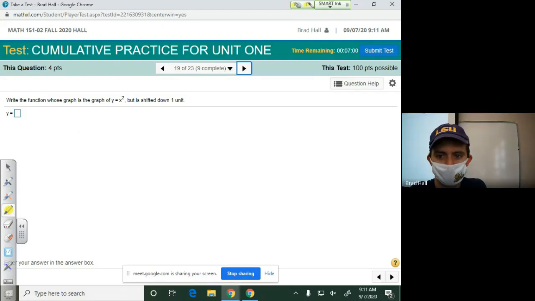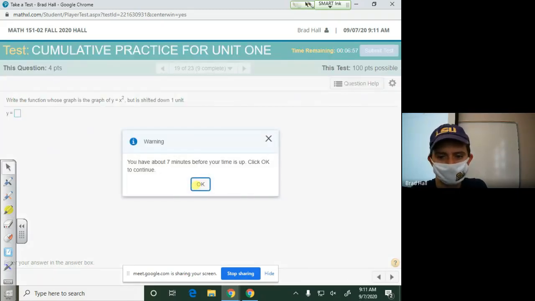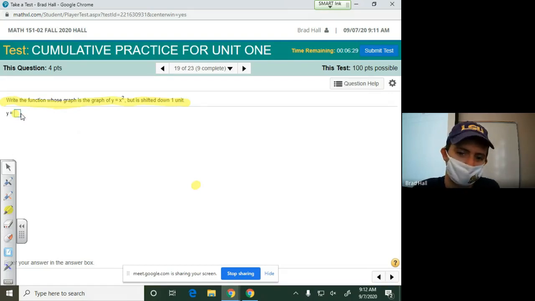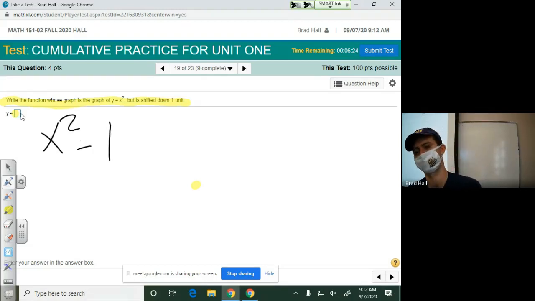Be sure you know how to do transformation type problems where they just tell you shift down 1 or go to the left 2 or do a combination of these things. So make sure you can do problems like that. Okay, so this would just be x squared minus 1. Shift down 1.